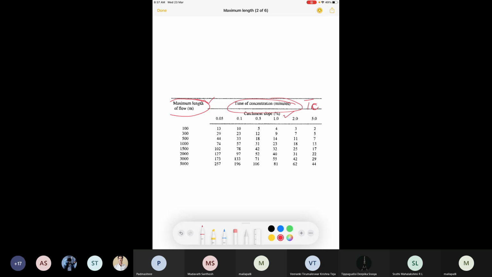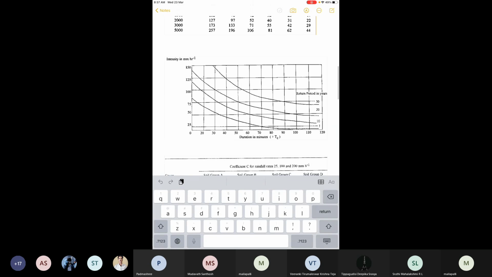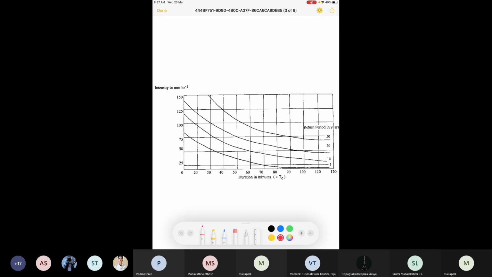Okay, so knowing the time of concentration, you will find out the rainfall intensity by using intensity duration curves. So these are intensity duration curves. You know the time of concentration, that's the x-axis, and knowing the return period, you can find out the rainfall intensity. These curves are prepared for different watersheds.